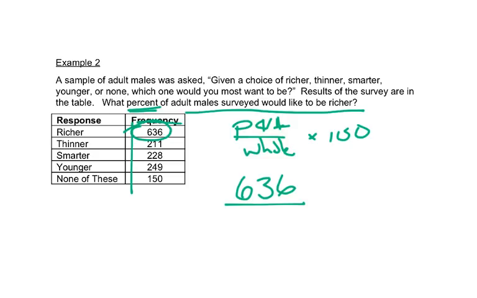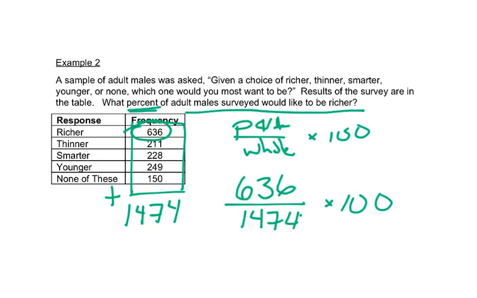The whole, we need to figure out how many people total we have here. So we're going to add these all up. So we have 636 plus 211 plus 228 plus 249 plus 150. And we get 1,474 people total. So that will be our whole.